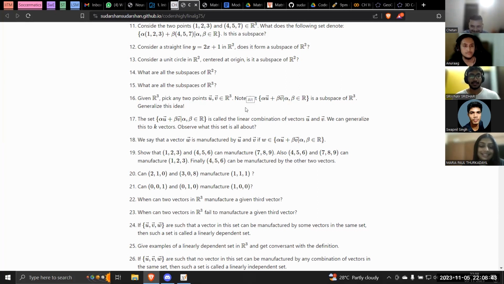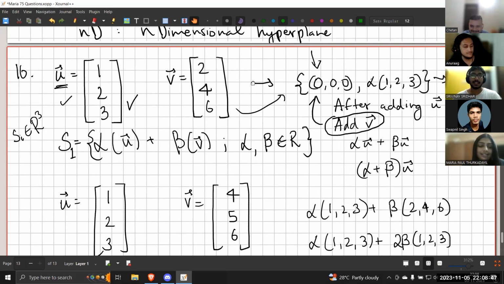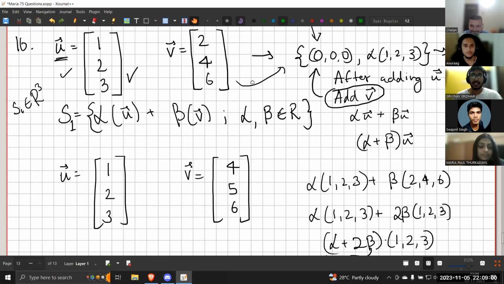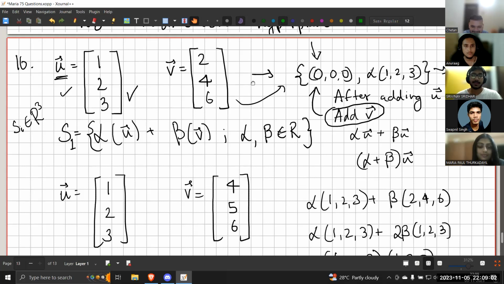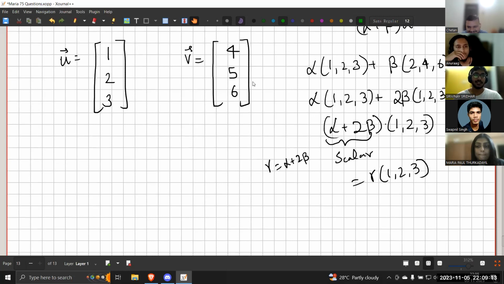Actually, maybe not move ahead yet. In this case, we saw that when I tried to add V, it was already part of the subspace, but we realized that whatever I create, if I make a linear combination of alpha times U plus beta times V, it will always create a subspace. It will either be a line, or a plane, or the entire R3. So let's look at the second example to make that clear.